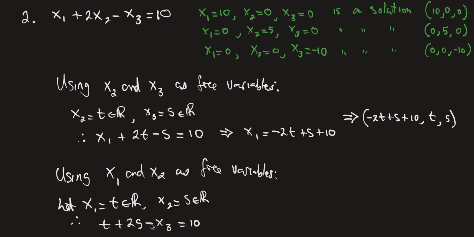What I'll do is I'll just add x3 and then subtract 10, and then I'll get this solution for x3. So x3 is t plus 2s minus 10, and that will give me my third variable. And in this case, the ordered triple would look like this: t, s, t plus 2s minus 10.